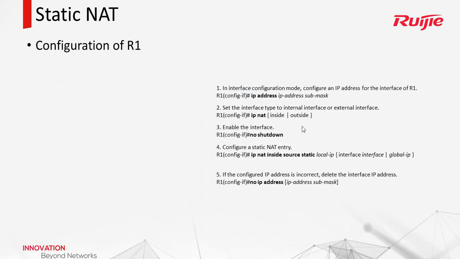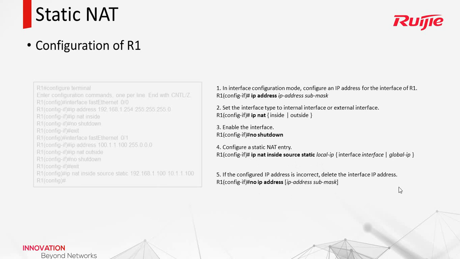IP address, then IP NAT inside or outside for the interface. Then enable the interface. Create a static NAT entry. If you make any mistake, you can use no to delete the command.